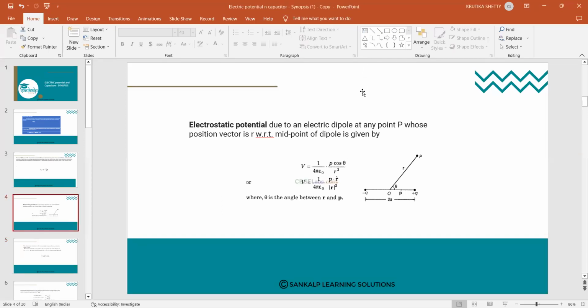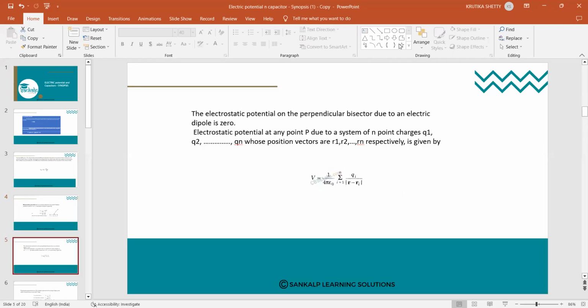Here you can see the expression for the potential: 1 upon 4 pi epsilon naught P cos theta upon R square. If it is a perpendicular bisector, theta will be 90 degrees. What is the value of cos 90? Cos 90 is 0. Therefore, the electric potential on the bisector will be 0. So these are the key terms.